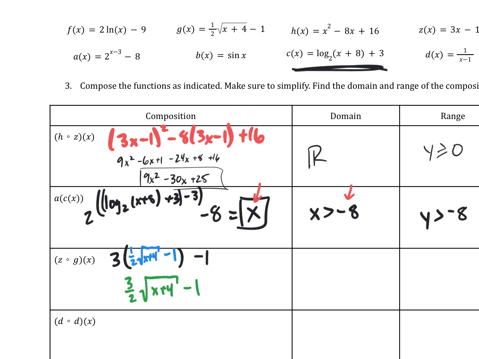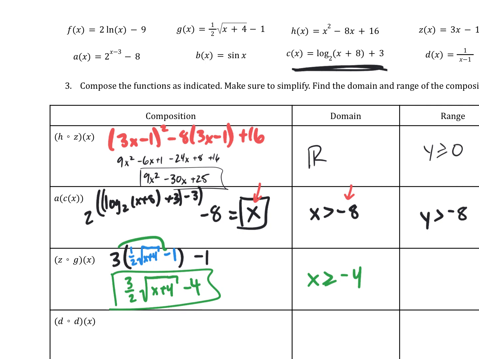Oh, I'm so sorry, I made a mistake because I had to distribute this 3 through here, so then I would get a minus 3, and then a minus 1 more is minus 4. So that's my fault. There's my answer. Okay, what's the domain here? Well, the domain of the inside function is still x is greater than or equal to negative 4, so we have to keep it like that.